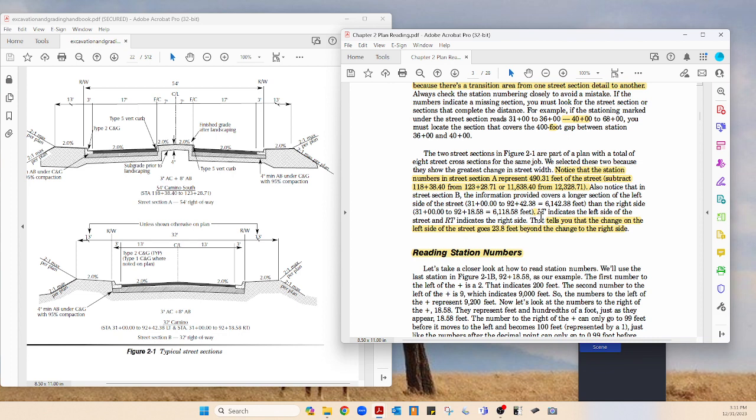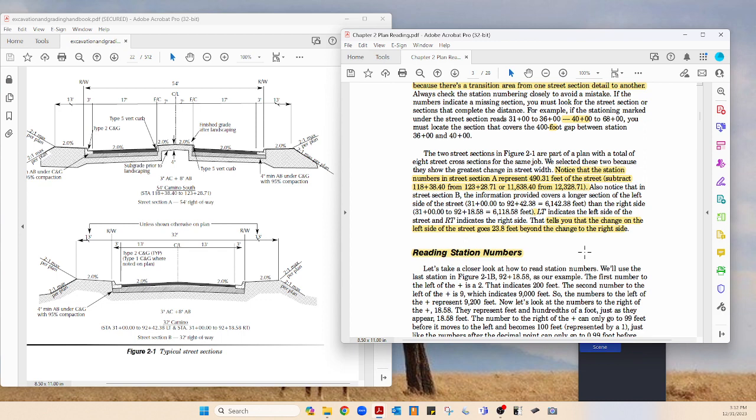LT is an abbreviation for left. RT is the abbreviation for right. That tells you that the change on the left side of the street goes 23.8 feet beyond the change to the right side. Now, you're going to have to do something about that. You're going to have to go see what's going on down there. Why is it like that?